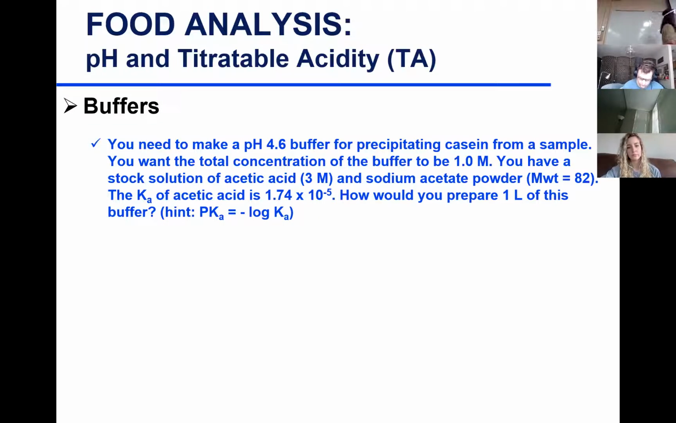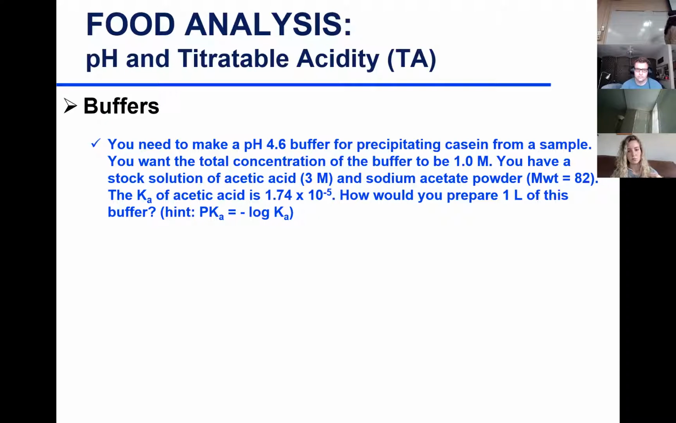This is what I'm given. I'm given a solution of acetic acid that is 3 molar. That's more concentrated than I want. And I'm given a powder, here's the powder of sodium acetate. Here's the acid. And then I'm told I need to use these 2 to prepare a pH 4.6, 1 molar buffer. I'm also given the molecular weight of the sodium acetate, because I need to calculate to be able to prepare a reagent at a particular concentration. So I need the molecular weight.